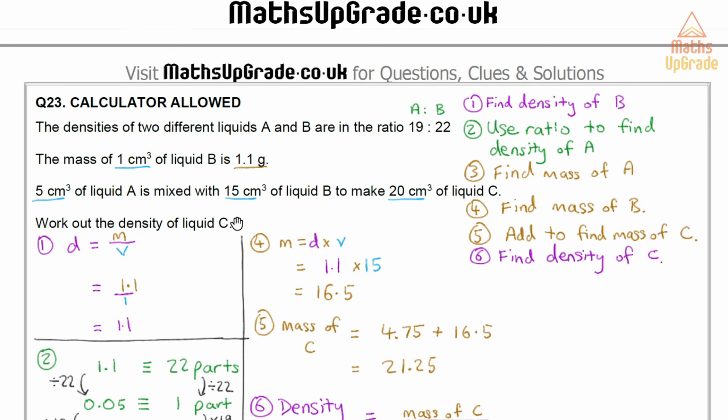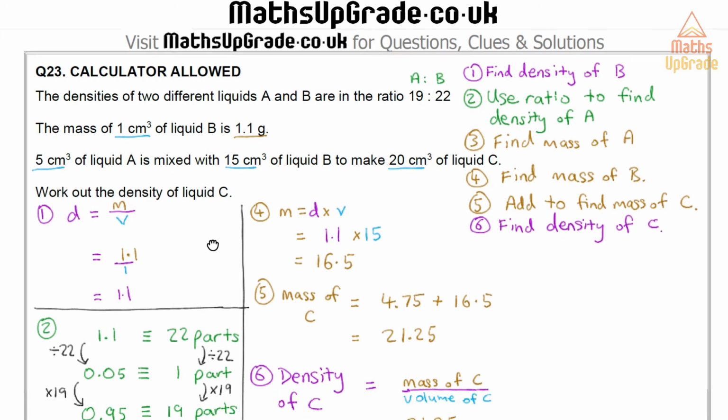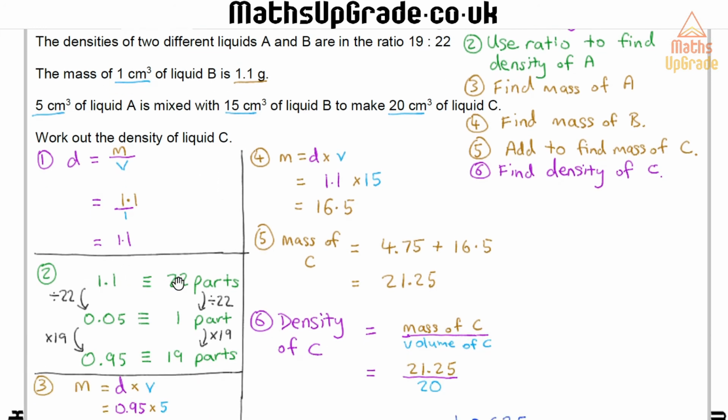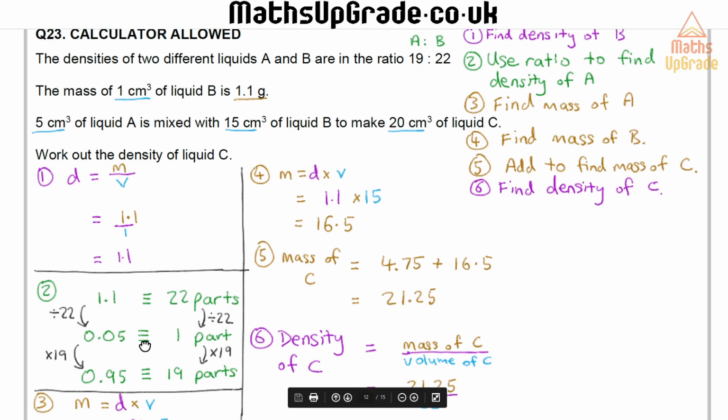Part 2. I'm going to use a ratio here to find the density of A. Since I know the density of B, and I know it's worth 22 parts, I can find the density of A. 1.1 is equivalent to 22 parts. So let's scale that to work out how much 1 part is worth, and then multiply by 19 to work out how much 19 parts are worth. That would then give us the density of A, and that would be 0.95. So 0.95 grams per centimetre cubed is the density of A.